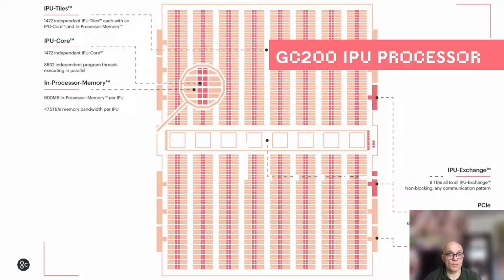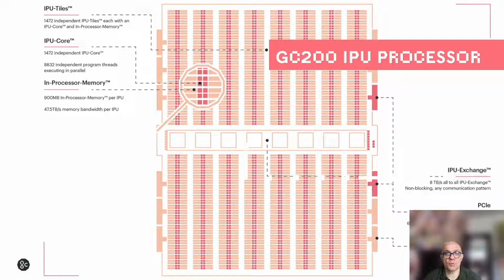If we look at the screen, we see the small red squares. Those squares represent the IPU tiles. Each tile has a coupled memory subsystem. If we sum all the memories, we get something like 900 megabytes of total processor memory. The processor provides 47.5 terabytes per second of memory bandwidth per IPU.